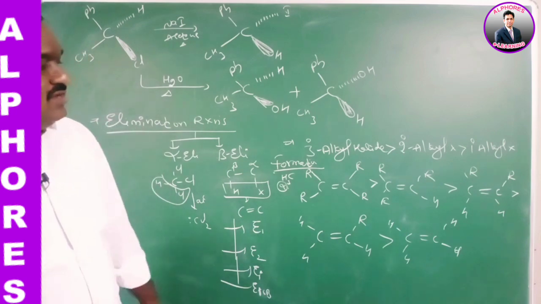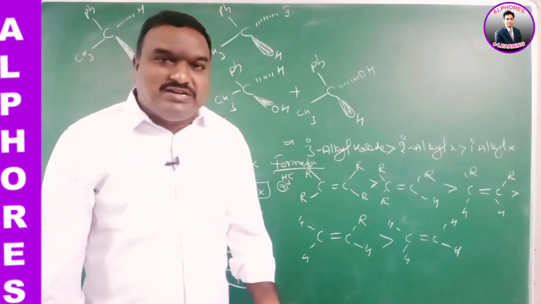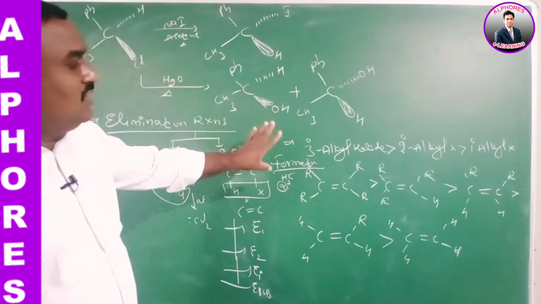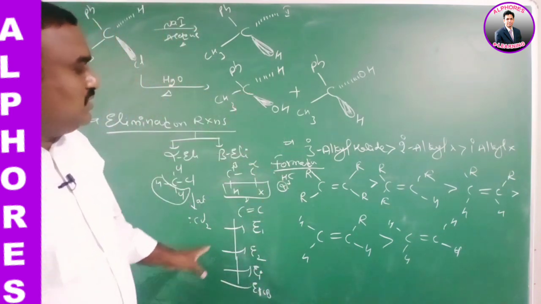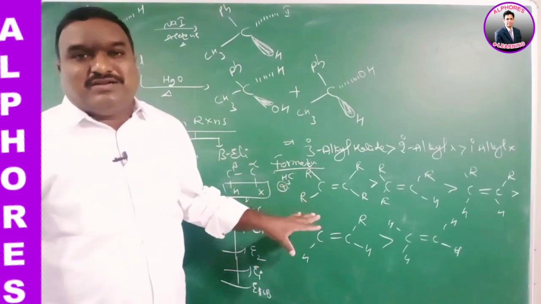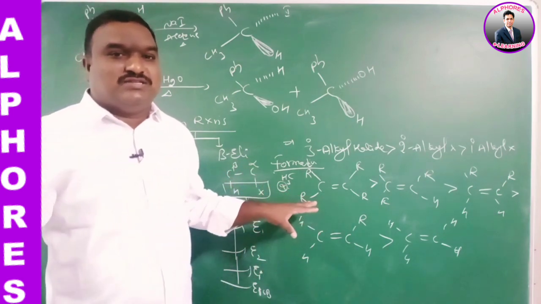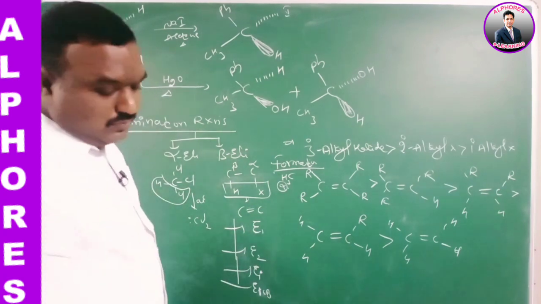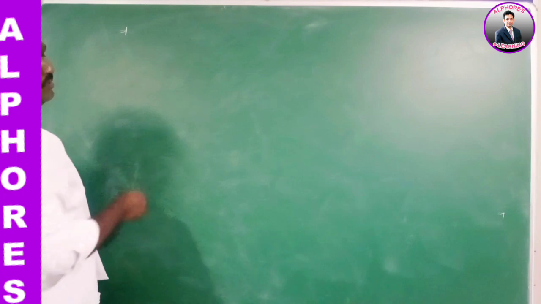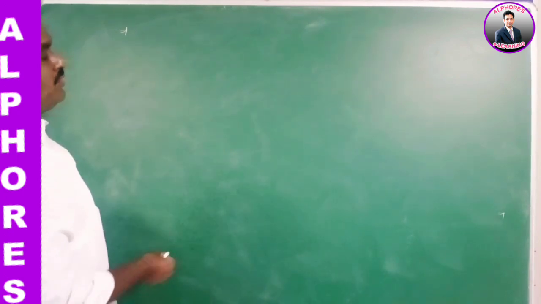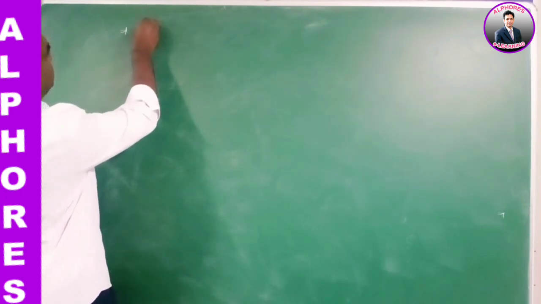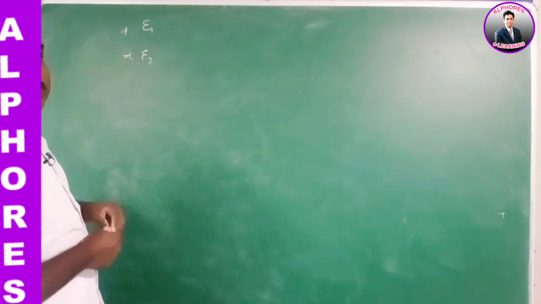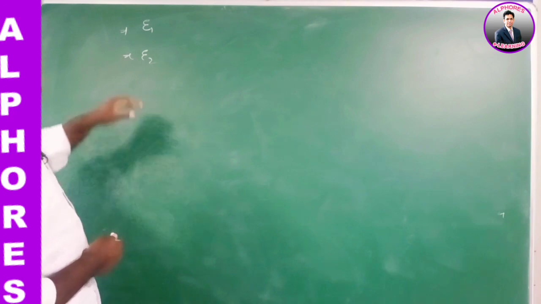Wherever the halide is given, iodide is greater than bromide, which is greater than chloride. This is the way to write the elimination products: the reactivity of alkyl halides and the formation order of alkenes. So always we have to write a beta elimination reaction, whether E1 or E2 is given.